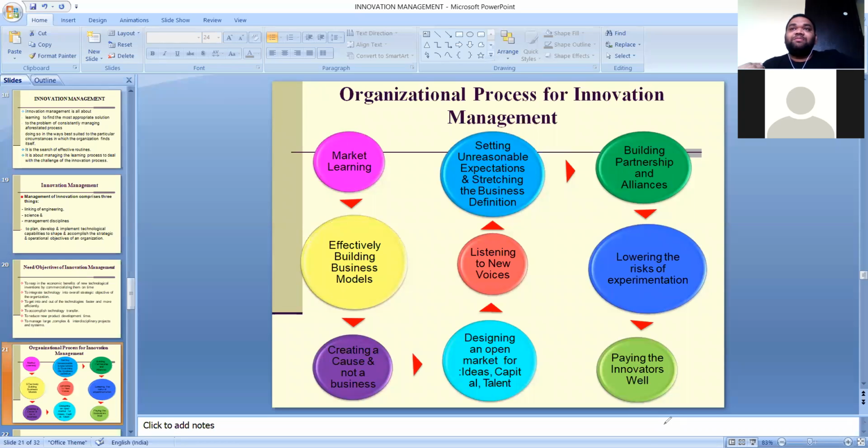If someone comes with new ideas, or a new process, innovative ideas every time, we have to encourage them. This is what we call the organizational process for innovation management. A very important slide, from the first to the last. Then, moving on to the next slide.